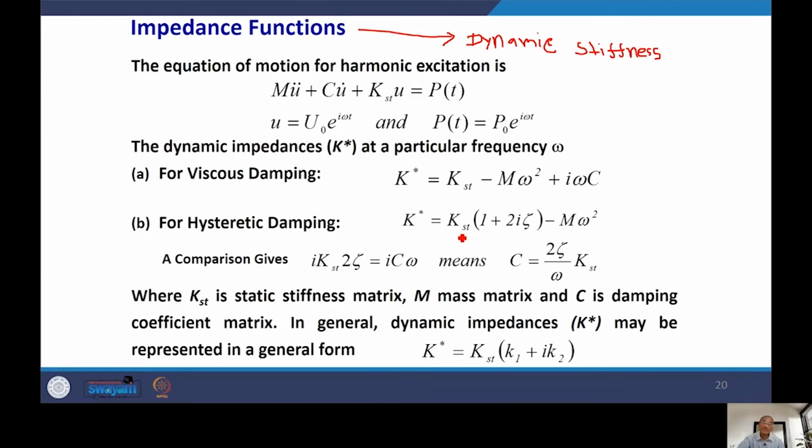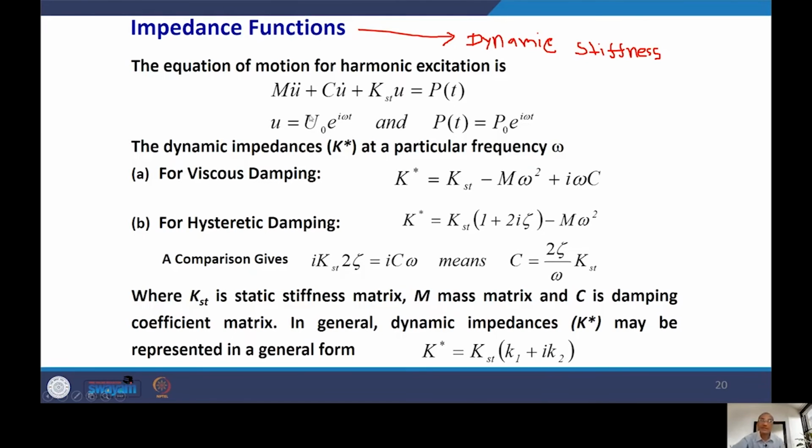Considering viscous damping in the system, the equation of motion for harmonic excitation can be given from this relation: m u double dot plus c u dot plus k_st u, where m is mass, c is the damping coefficient, and k_st is static stiffness, and that should be equal to the applied load.